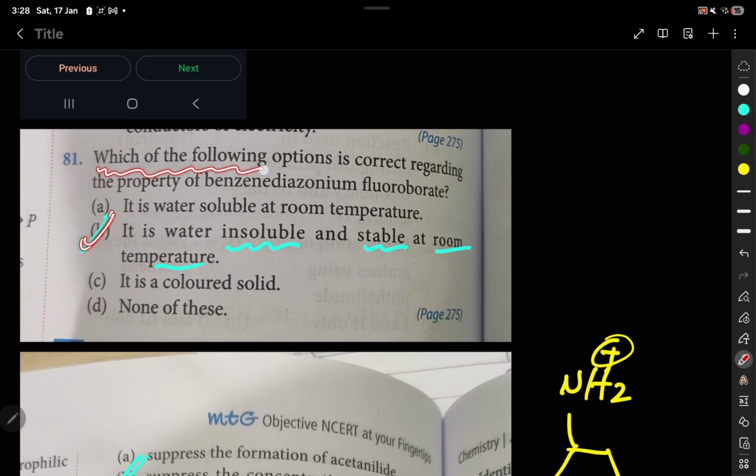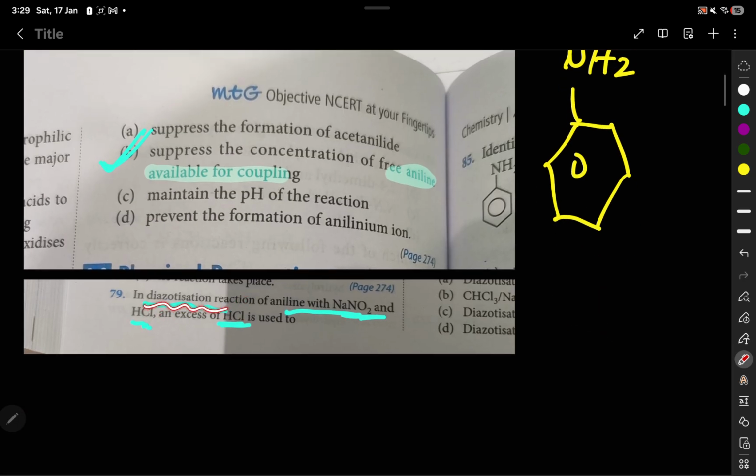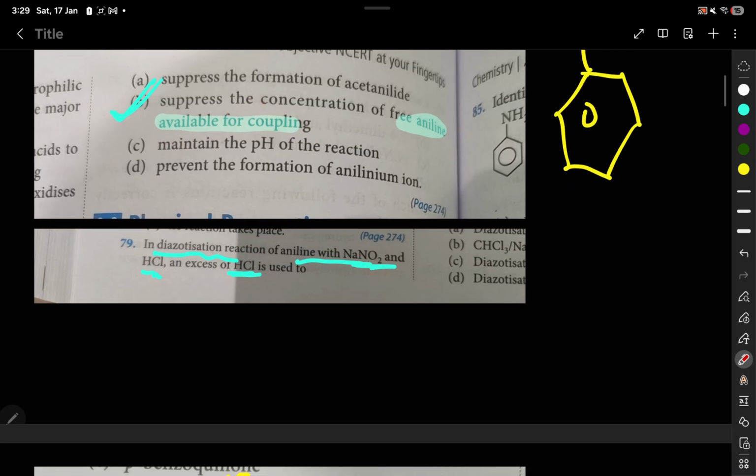And then you have: which of the following options is correct regarding the property of benzene diazonium fluoroborate. As it's written in NCERT, under the amines chapter and under diazonium salt physical properties, it is water insoluble and stable at room temperature. Okay, yeah. Then diazotization reaction of aniline with NaNO2 and HCl. Excess of HCl is used to suppress the concentration of free aniline available for coupling. Okay, so yeah, that makes sense.